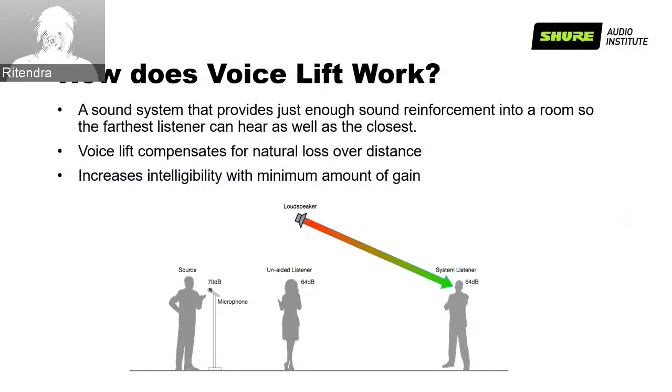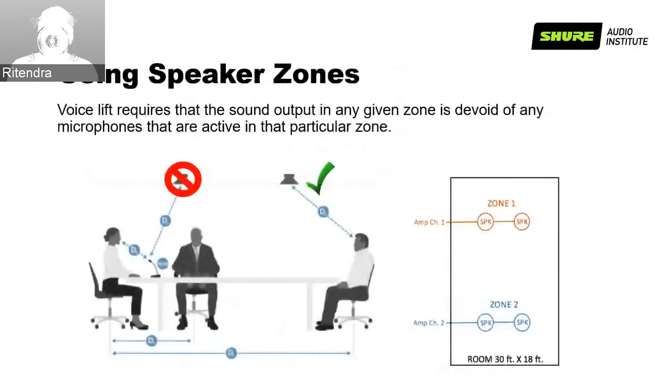Voice lift is nothing but compensation for natural loss over distance. It increases intelligibility with a minimum amount of gain. To achieve this, you have to have proper speaker zones. You have to have multiple speaker zones to have more control over your output.